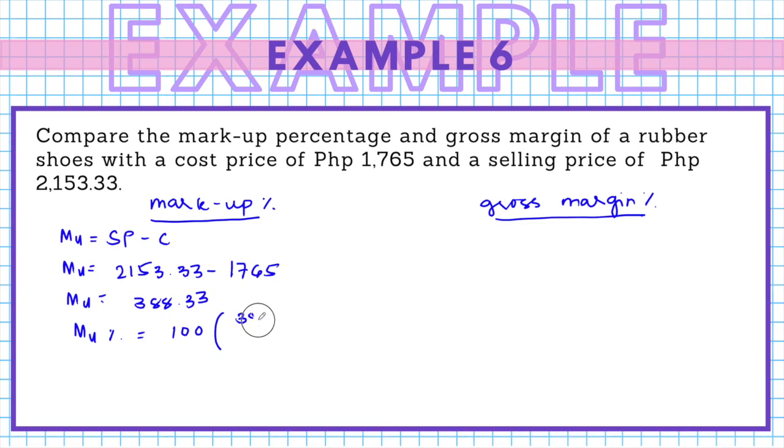Now that we have those values, let us try to substitute. We have 388.33 over 1,765. Now, simplifying this, we have a markup percentage which is 22%.